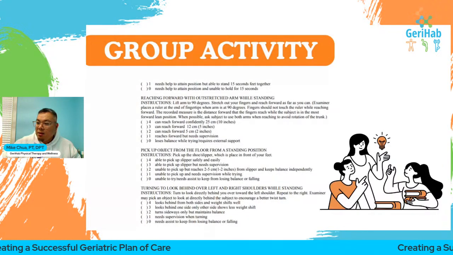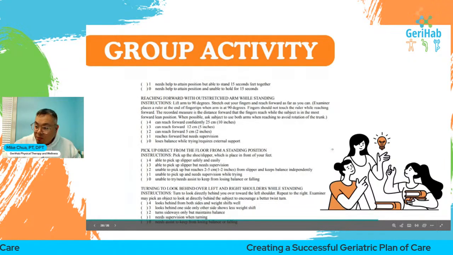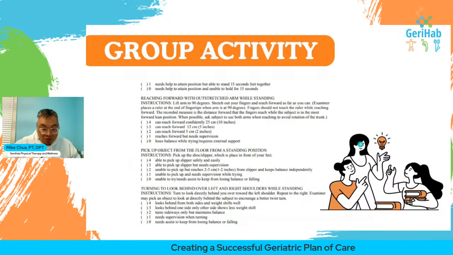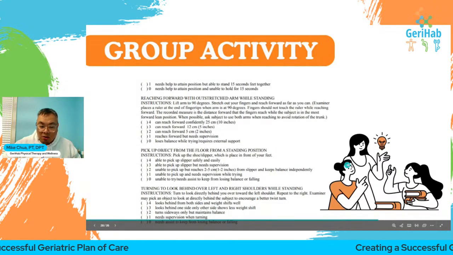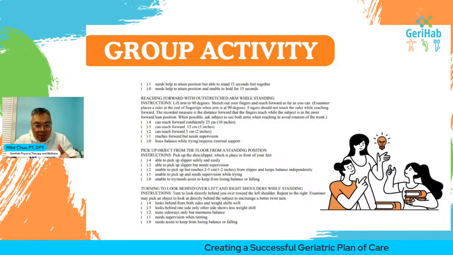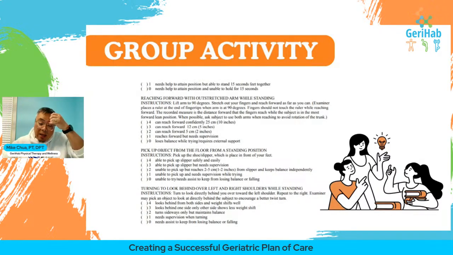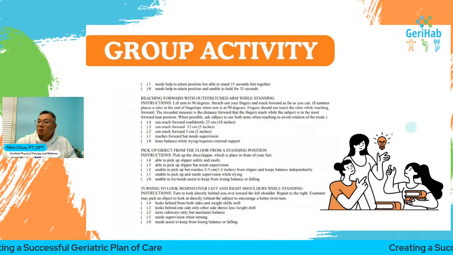All right. Next is turning to look behind, over the left and right shoulder. Remember, it's very important that you check your cervical range of motion. How can they do this? If their cervical, thoracic and lumbar range of motion is limited, they're going to lose balance. They're going to fail on this test, right? So check that too.